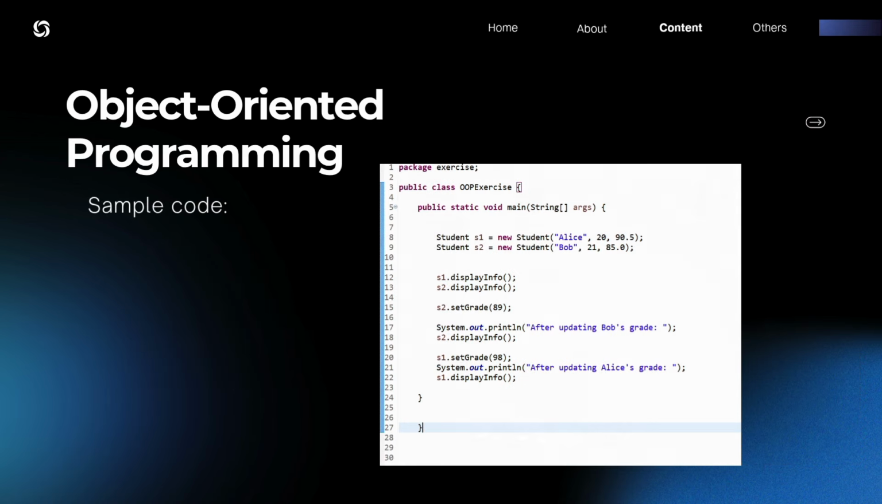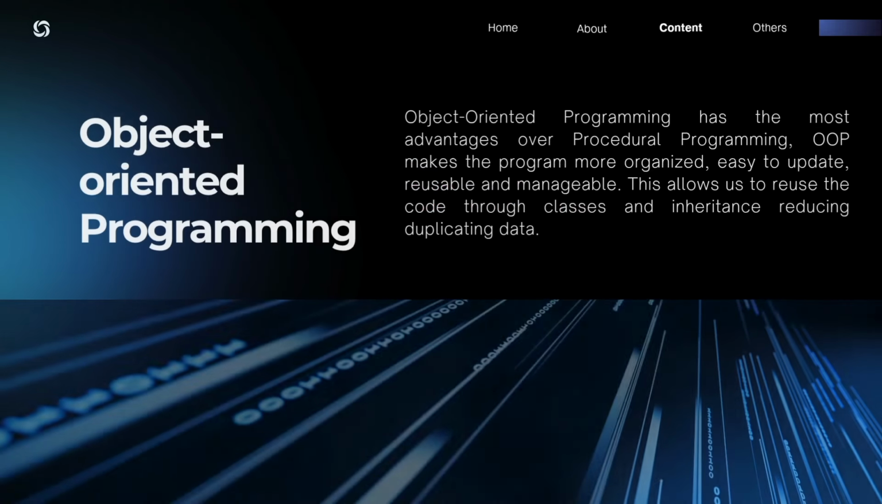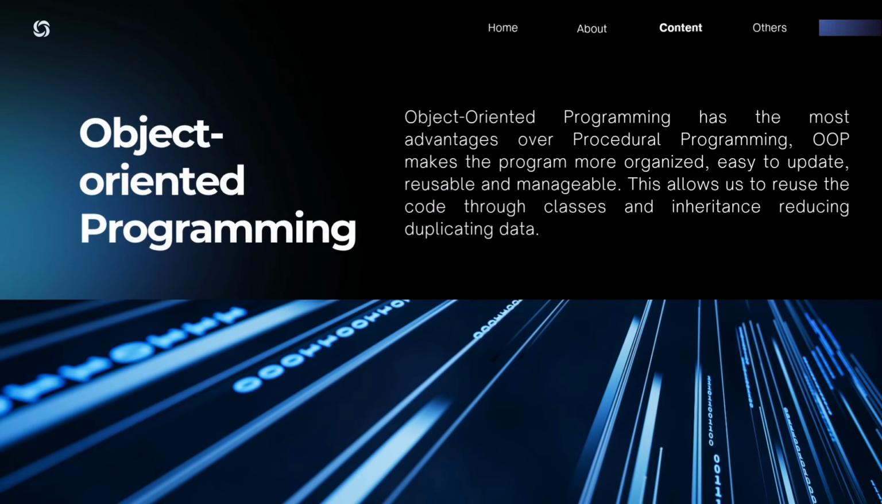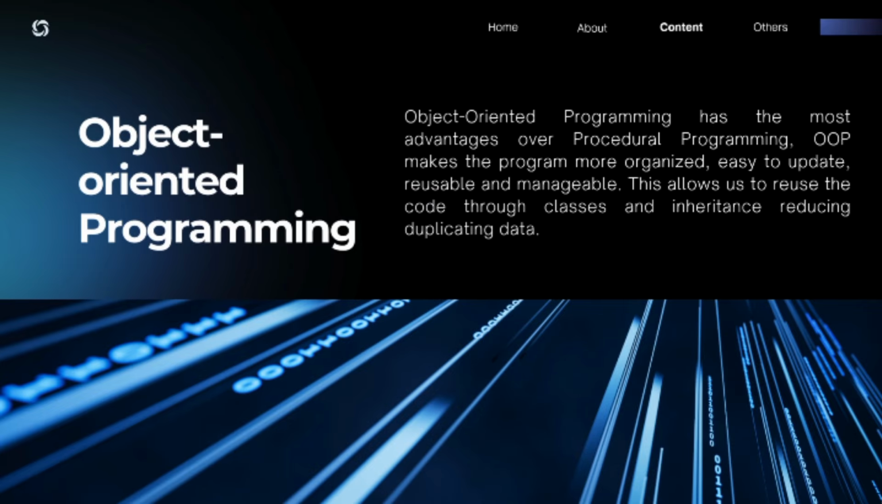Okay, now let's jump into the second example that uses object-oriented programming, where we define classes and objects to organize our logic. Object-oriented programming has the most advantages over procedural programming. OOP makes the program more organized, easy to update, reusable, and manageable. This allows us to reuse the code through classes and inheritance, reducing duplication of data.